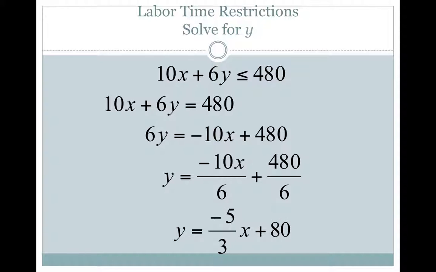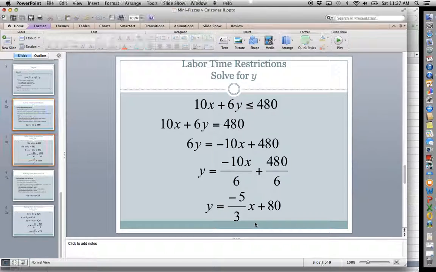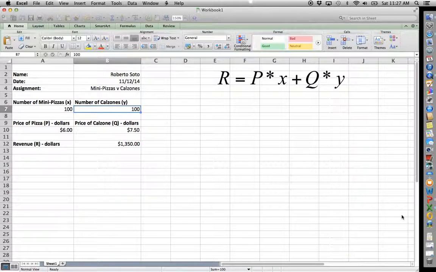Negative 5/3 x plus 80. This is the formula that we're going to use in Excel. And so I'm going to go ahead and exit out of here. Copy this. You don't have to do this. I'm just going to do it on this slide so that it'd be easier for us to see.